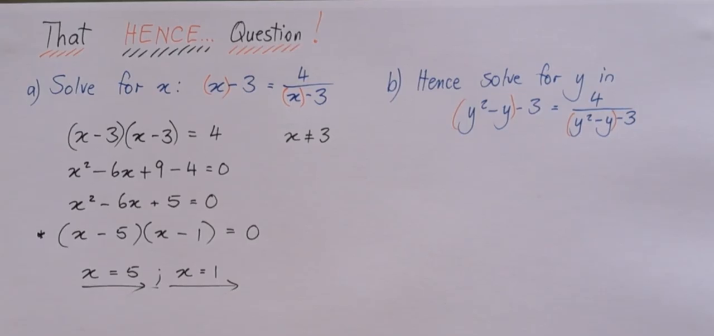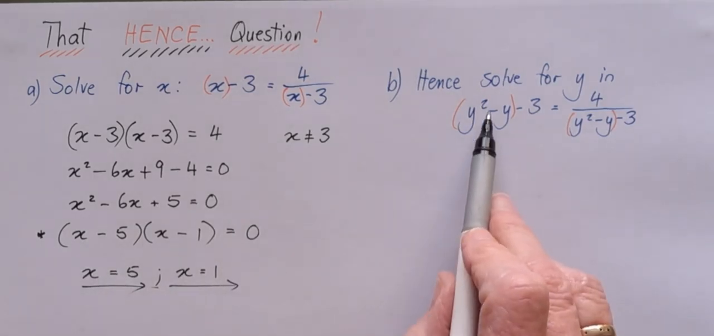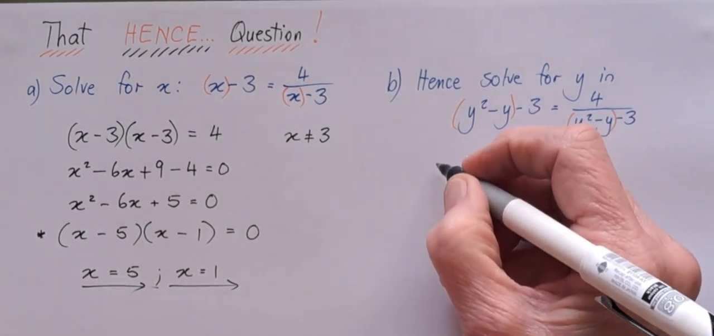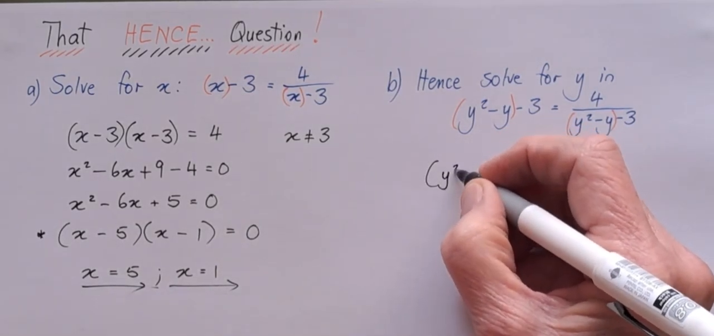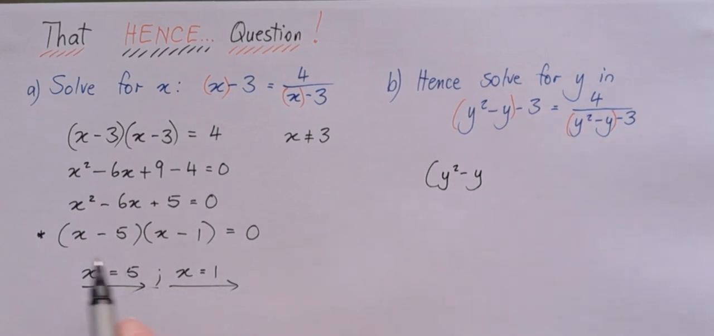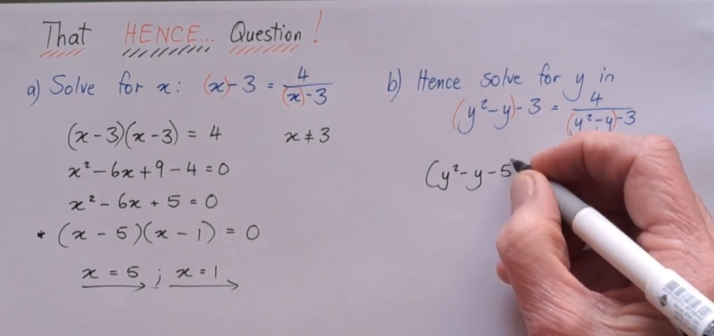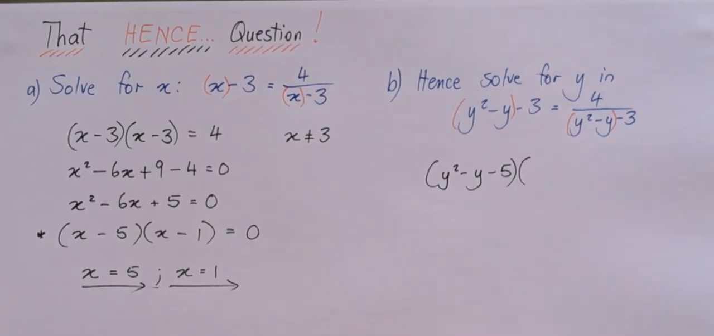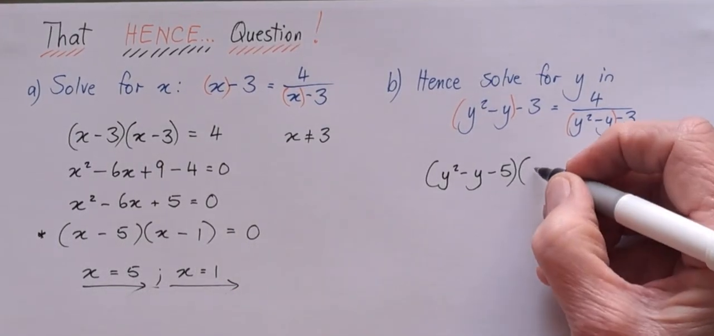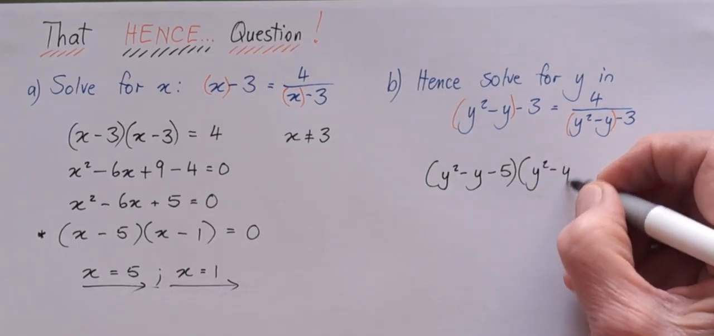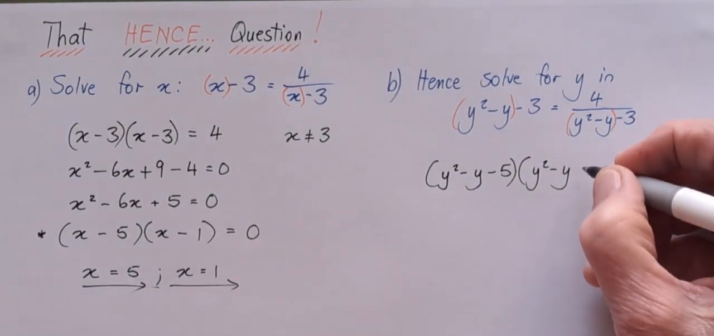and simple to proceed. So I'm going to rewrite this bracket, but instead of an x, I'm going to put y squared minus y. So that was instead of the x, but I still have minus 5. Then if I go to the other bracket, instead of the x, I'm going to write y squared minus y, and I still have the minus 1.